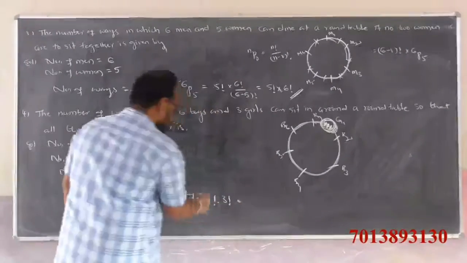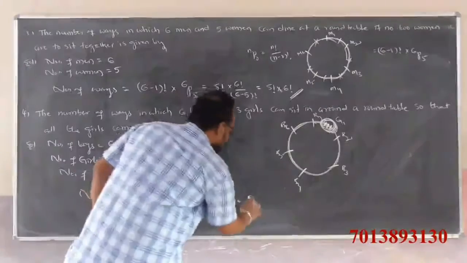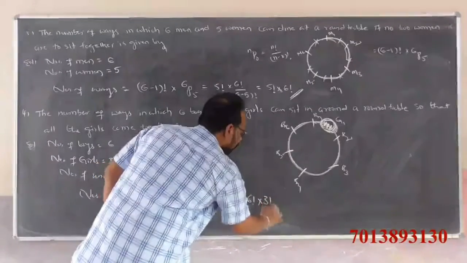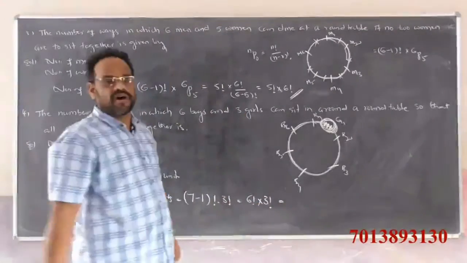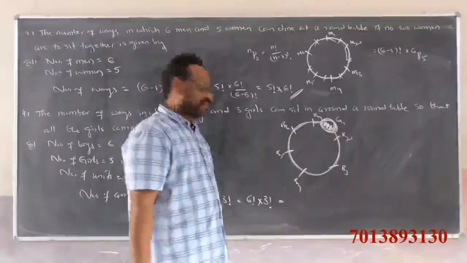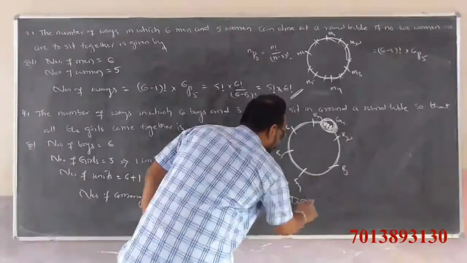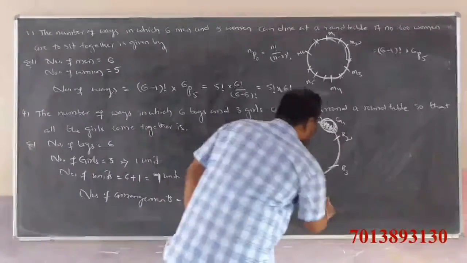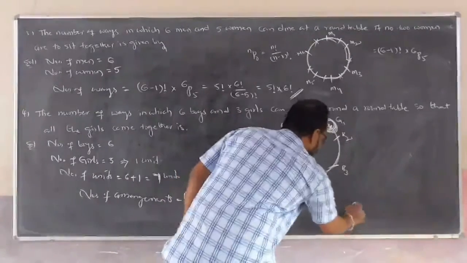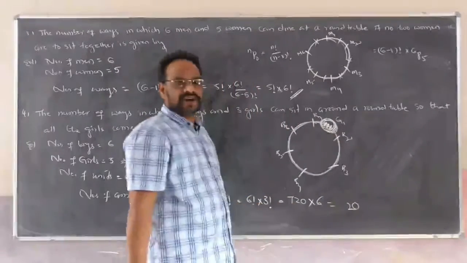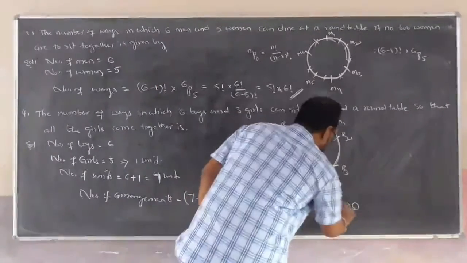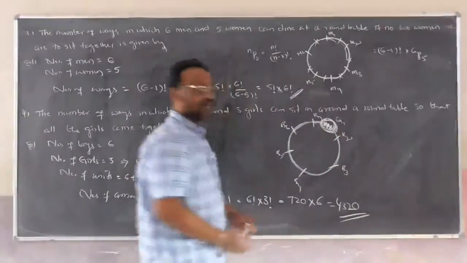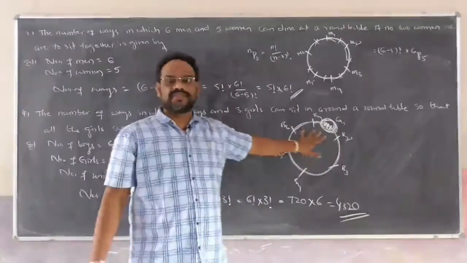So 7 minus 1 factorial into 3 factorial. That is 6 factorial into 3 factorial. The value of 6 factorial is 720, into 3 factorial, which is 6. So clearly 4320 ways they sit together.